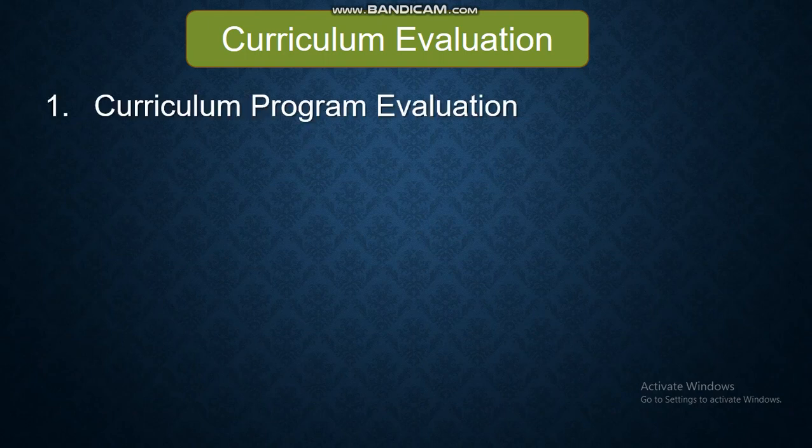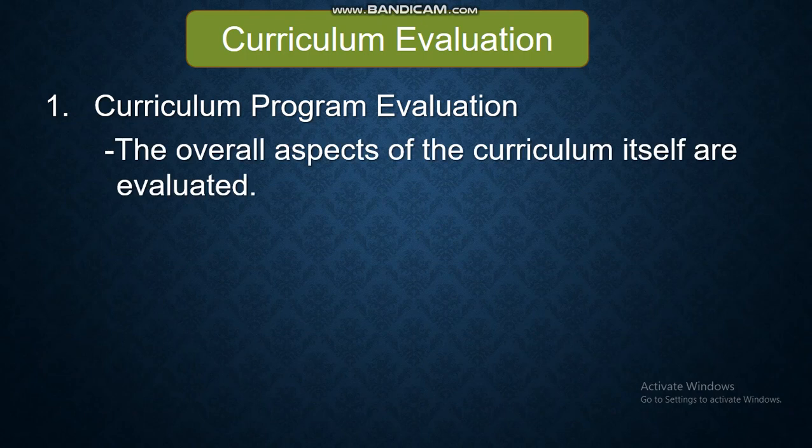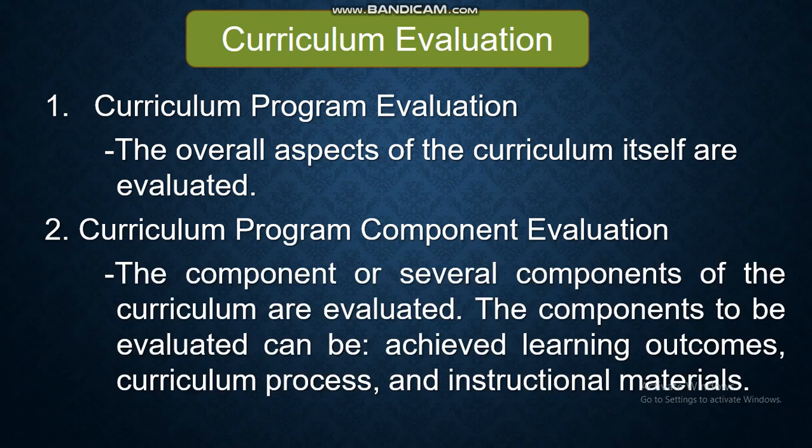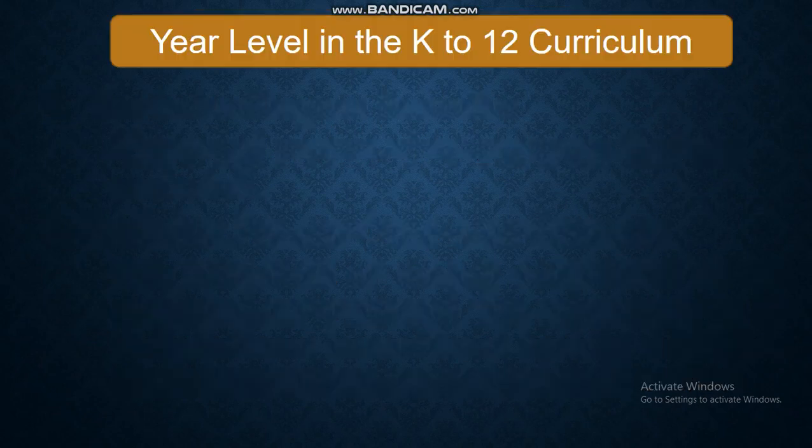Curriculum evaluation. First, curriculum program evaluation. The overall aspect of the curriculum itself is evaluated. Second, curriculum program component evaluation. The component or several components of the curriculum are evaluated. The components to be evaluated can be achieved learning outcomes, curriculum process, and instructional materials.